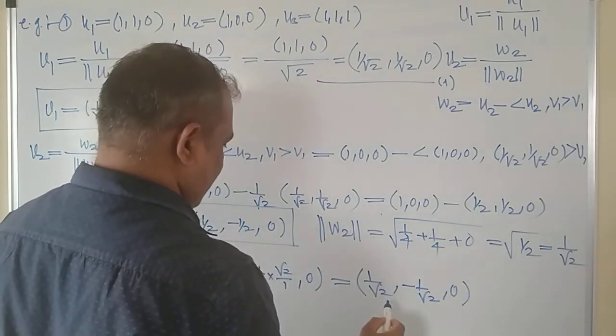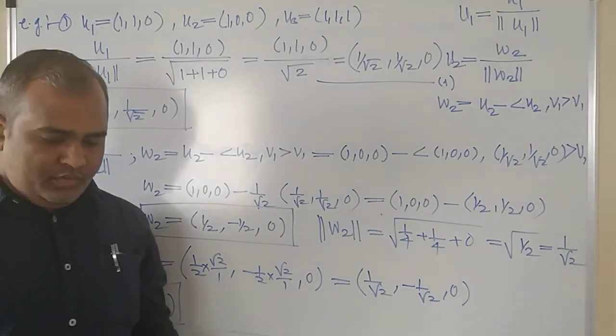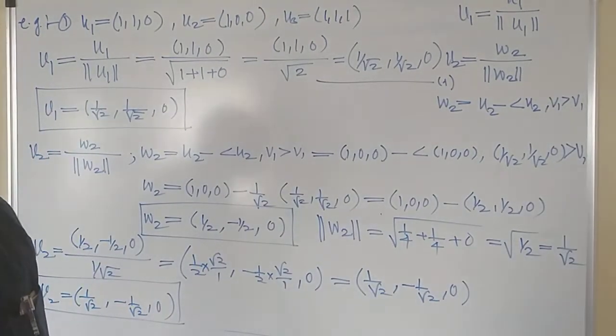So this is your V2 vector, right? So I will write this V2 vector here again. So V2 is equals to 1 by root 2, minus 1 by root 2, and 0. This, right? So two vectors are obtained.